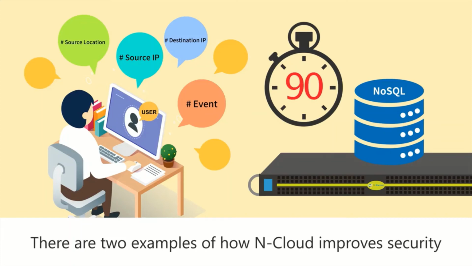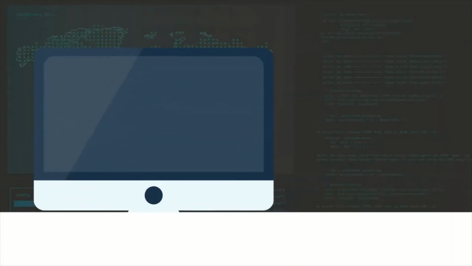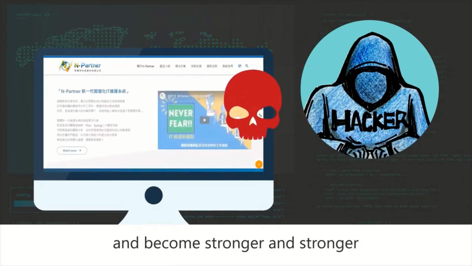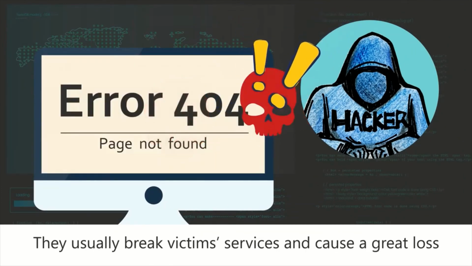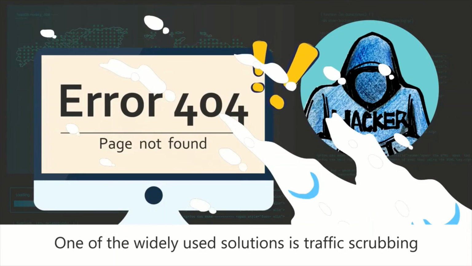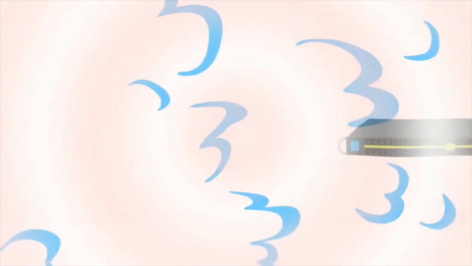There are 2 examples of how NCOP improves security, by collecting logs and doing analysis. Nowadays, DDoS attacks happen frequently and become stronger and stronger. They usually break victims' services and cause a great loss. One of the widely used solutions is traffic scrubbing. However, it also causes degradation to existing legitimate connections.